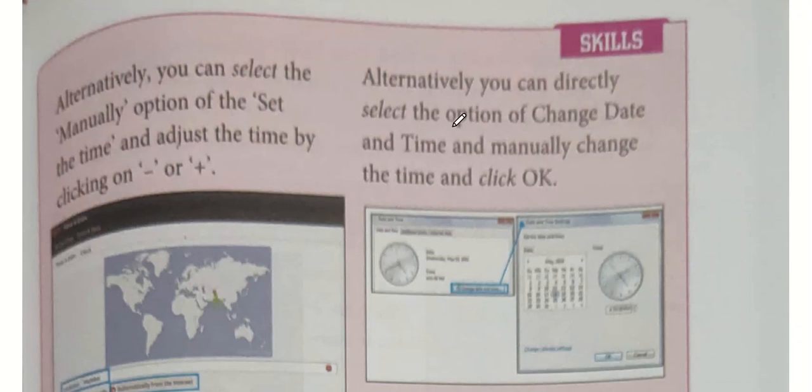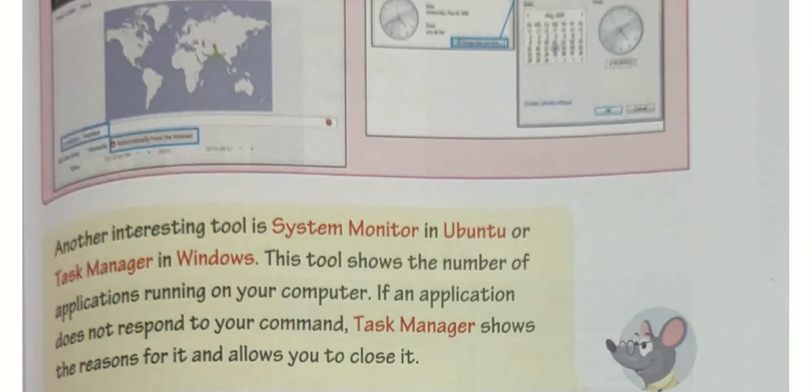Alternatively, you can directly select the option of change date and time and manually change the time and click on OK. It means you can increase or decrease the time manually also. So both options are available for both the systems.